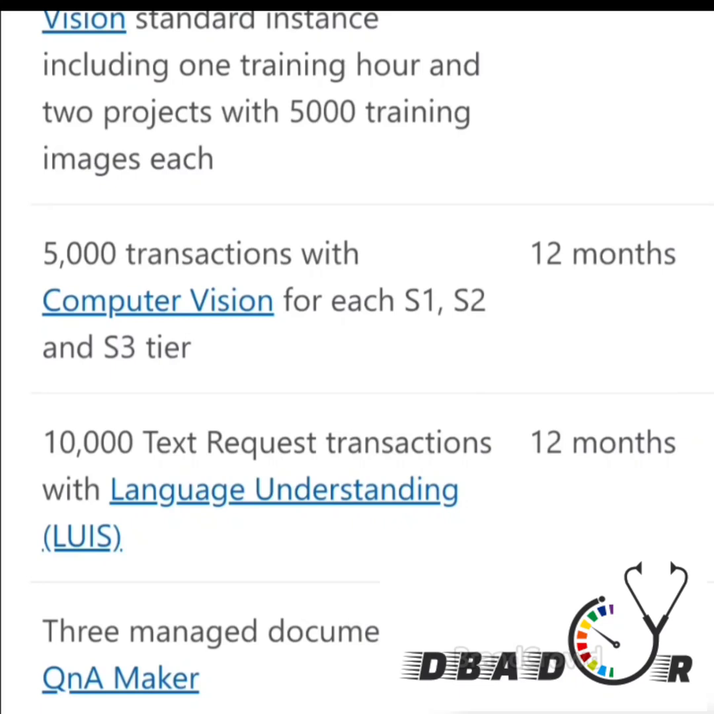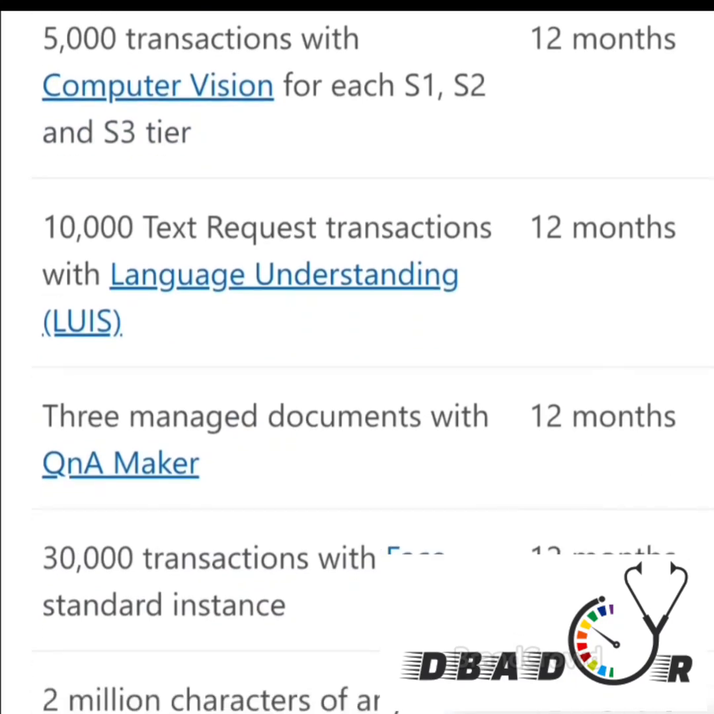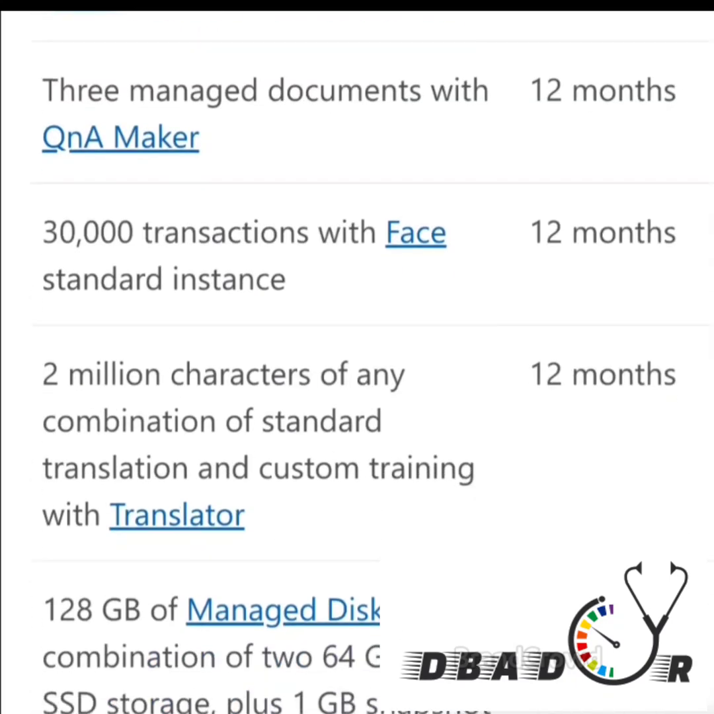Like that, you have a number of transactions and a number of things that are free, which you have to keep in mind before using the free tier of Azure. Okay, here you have free services of S1, S2, S3. I'm just talking about only some important points. S1, S2, S3 are storage services which Azure provides for communicating from outside to inside.